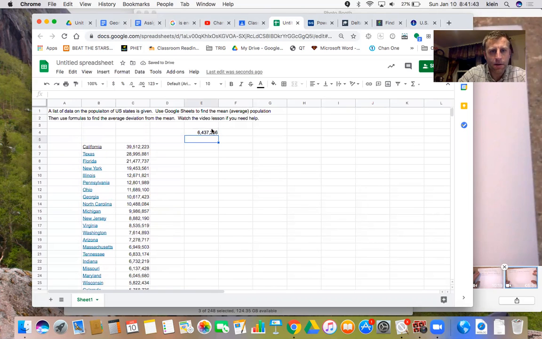Okay, that actually calculates it out. So if you click here, you can see the formula again. Average, it averaged C6 colon C56. You could have just typed this in too. That would also have worked if you didn't want to highlight down. Okay, so now we got to find how far away these each are from the mean.